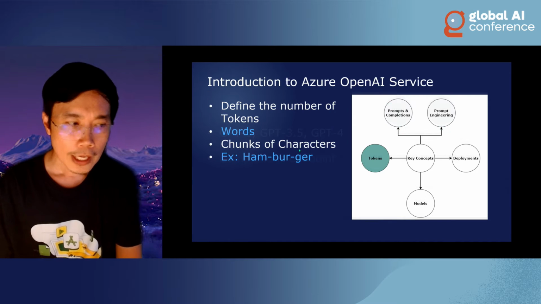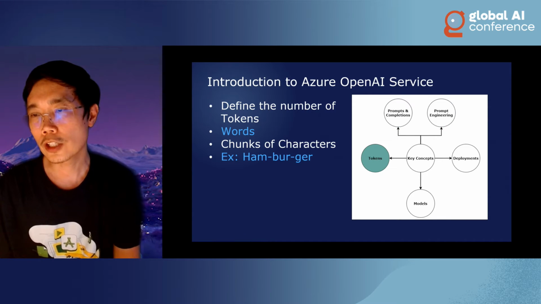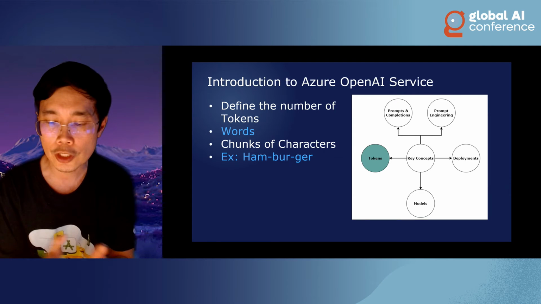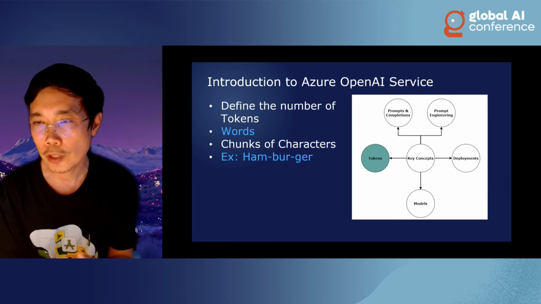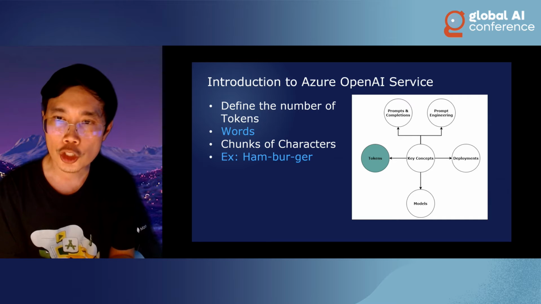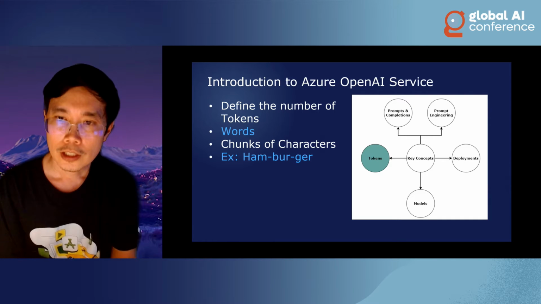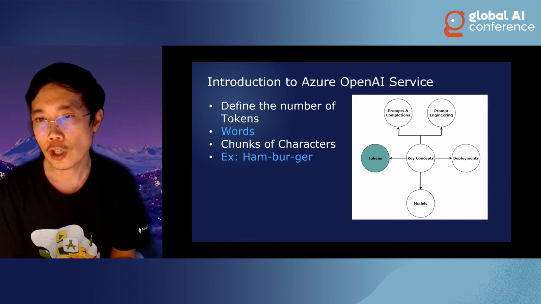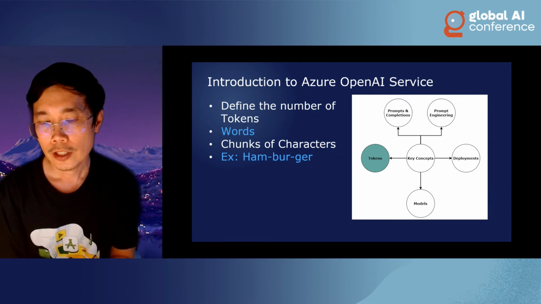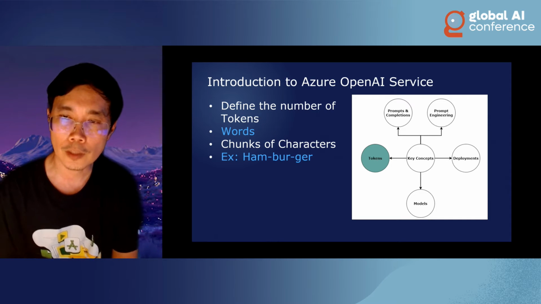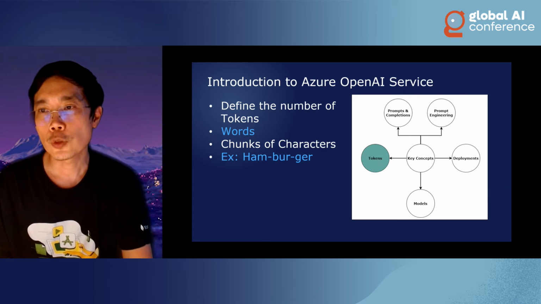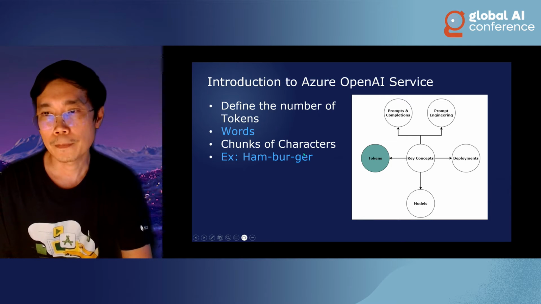Okay. And the next is the token. The concept of a token is a chunk of a word or of characters. So you can define the number of tokens on the Azure OpenAI Service, divided by words or chunks of characters. For example, if we talk about the hamburger, we can divide the token as ham, bur, ger. So this is 3 tokens. We can do that on the Azure OpenAI Service.